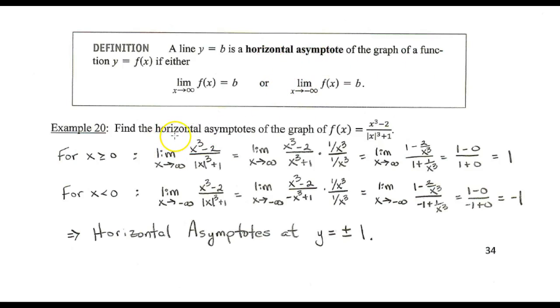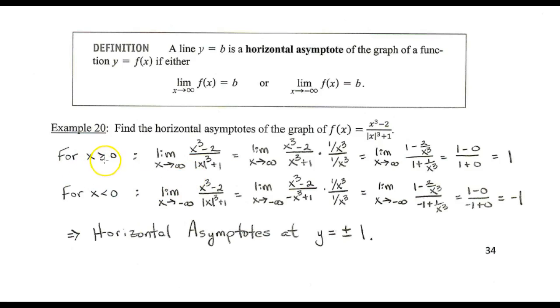So if you're asked to find the horizontal asymptotes, and here in example 20, find the horizontal asymptotes of the graph of f of x equals x cubed minus 2 over the absolute value of x cubed plus 1, then what you're going to do is use what we've learned as far as finding the limit of such a function and see if it has asymptotes.